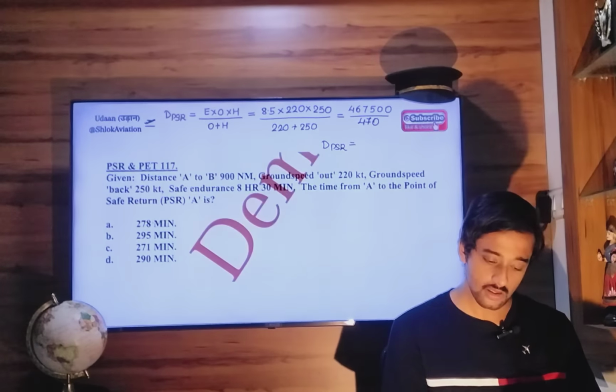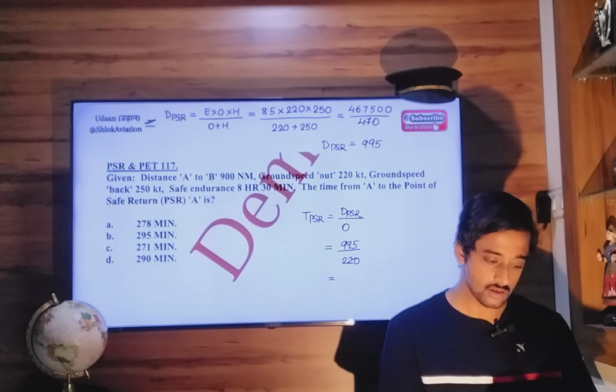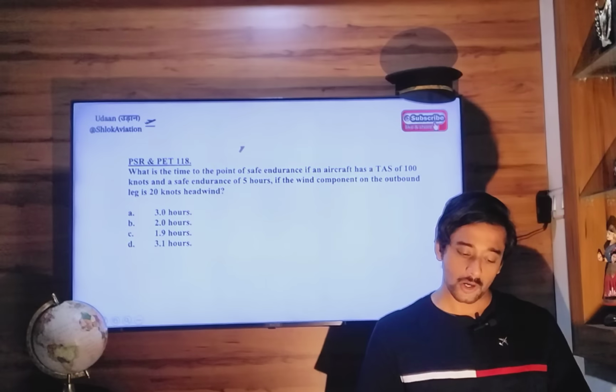So distance to PSR will be 995 nautical miles. Time to PSR will be distance to PSR divided by outbound speed. So 995 divided by outbound speed of 220, which will be 4 hours 31 minutes or 271 minutes. So option Charlie. 8. What is the time to the point of safe endurance?